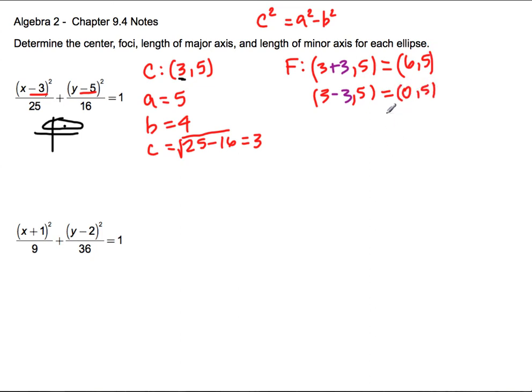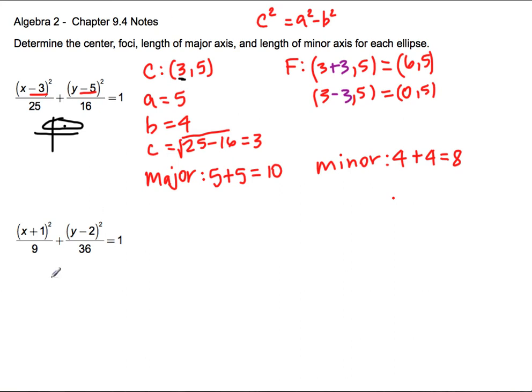Okay. The other thing that we want to find is the major axis and the minor axis. So the major axis is the distance from the center to the vertex, and we go from the center to each vertex. So if we do that both directions, we're going to have 5 plus 5, which is 10. And then the minor axis goes from the center to the co-vertex, and we're going to do that. It'll be 4 plus 4, which is 8. And so that's the length for both of those.